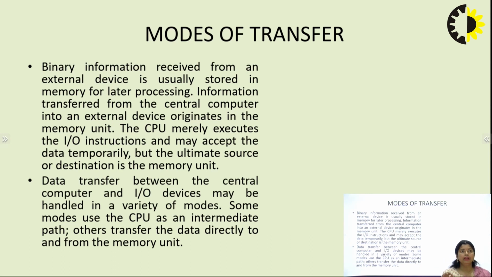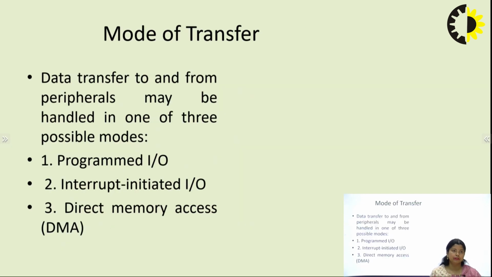So, in this particular mode of transfer between the central computer and the I/O devices, it is handled by various modes. Some modes use the CPU as an intermediate path and others transfer the data directly to and from the unit. These are the three: programmed I/O, interrupt initiated and direct, that is how peripheral devices communicate with the memory. This mode of transfer explains how, because in between there is a processor included, and the processor is also busy with other activities. So, how are we going to handle this?